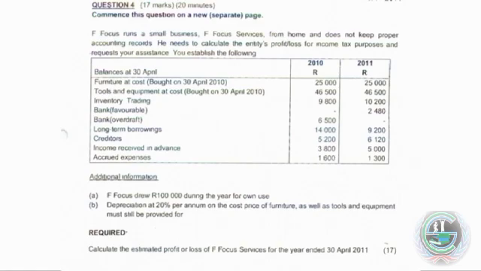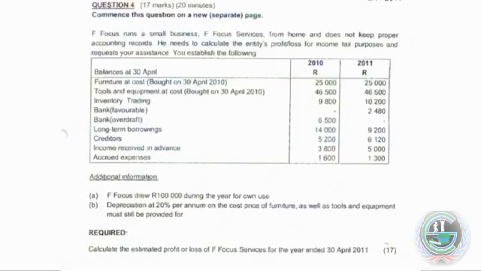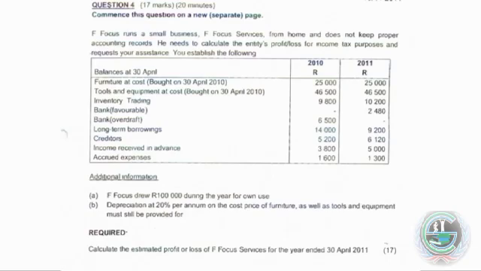Alright, let's prepare the statement of assets and liabilities for the year as at 30 April 2010. Under assets, we have furniture to the value of 25,000 Rand, tools and equipment to the value of 46,500 Rand, and inventory trading to the value of 9,800 Rand. Let's total that up into our total assets, and that'll give us 81,300 Rand.